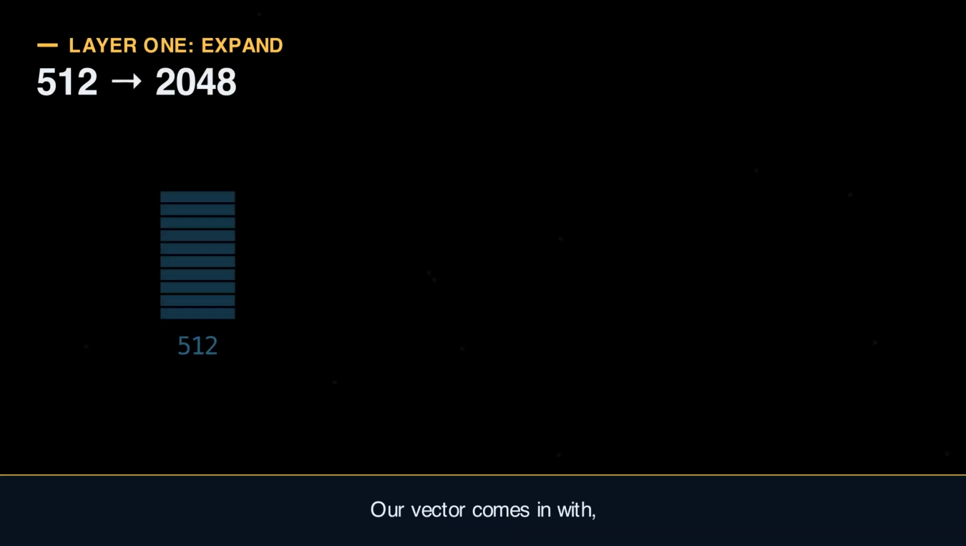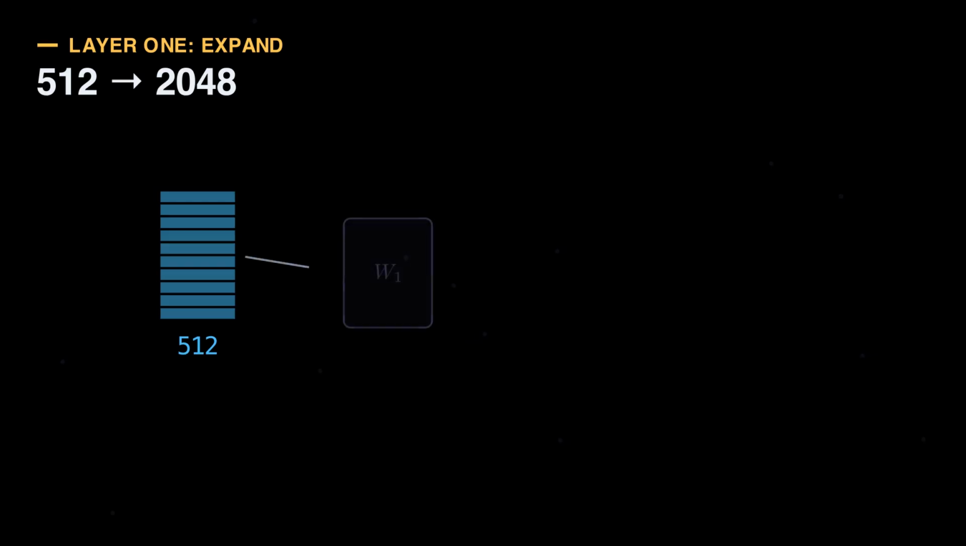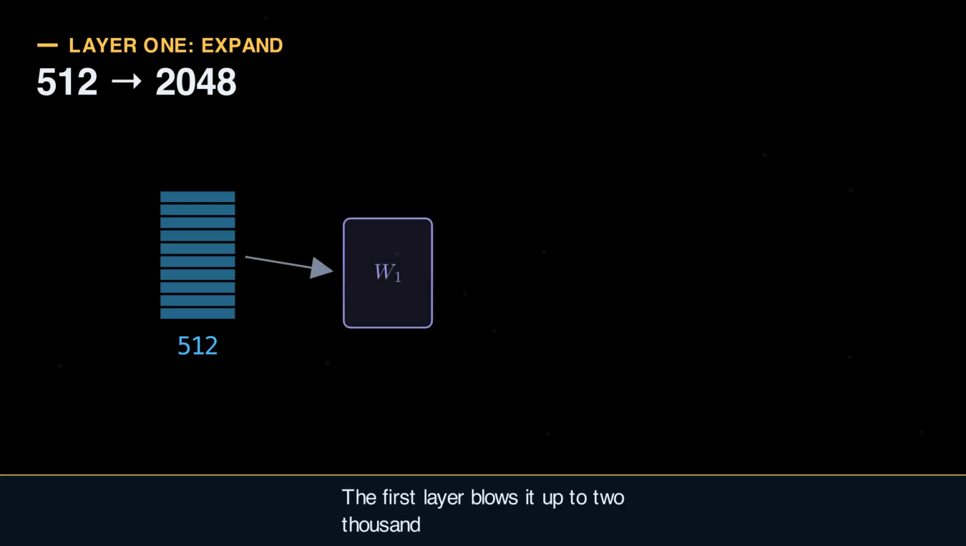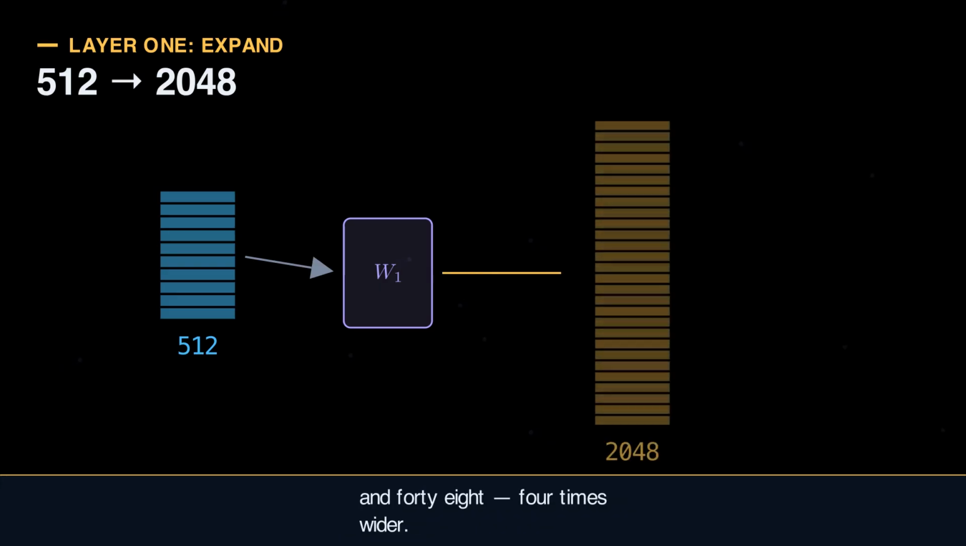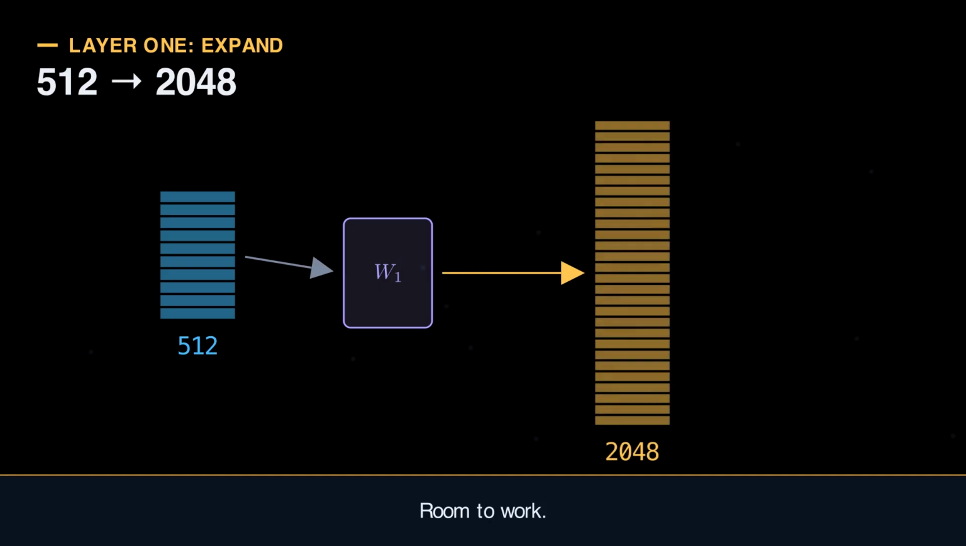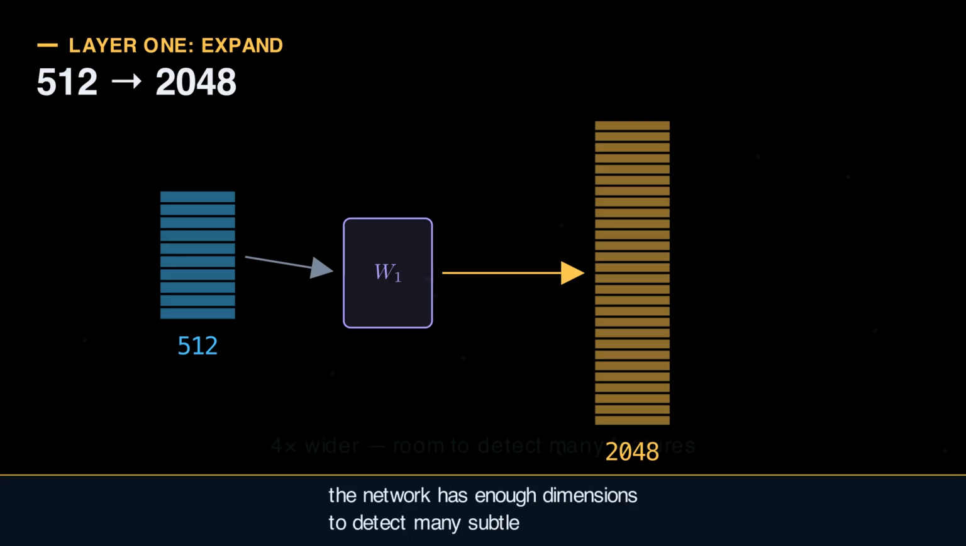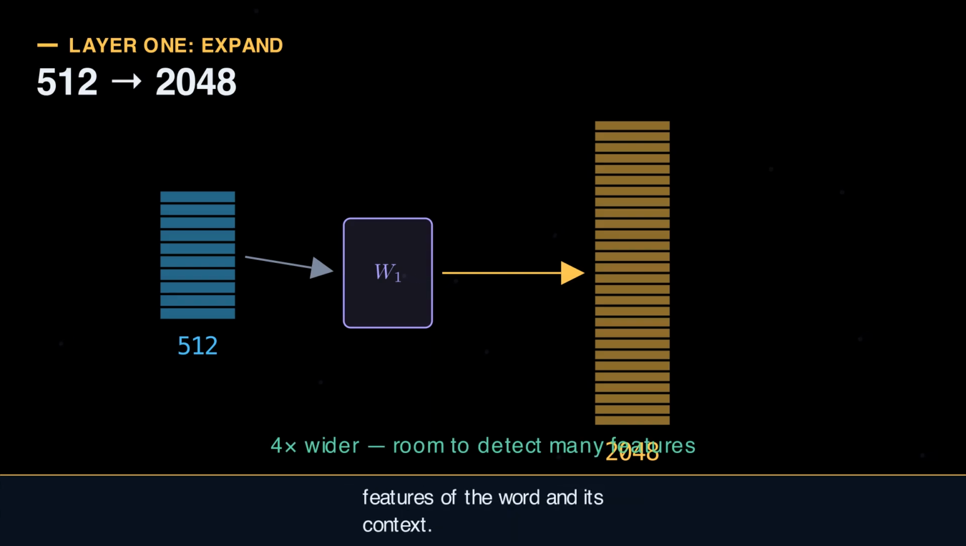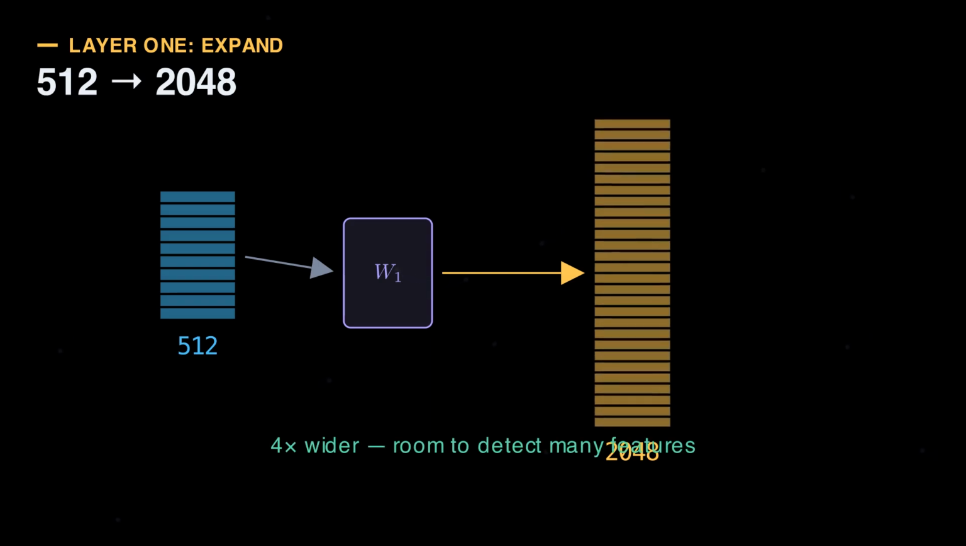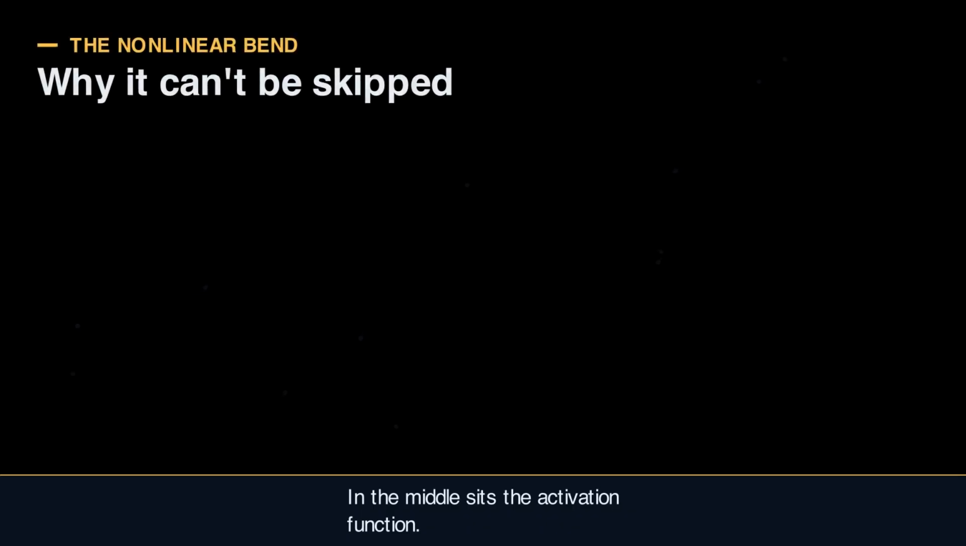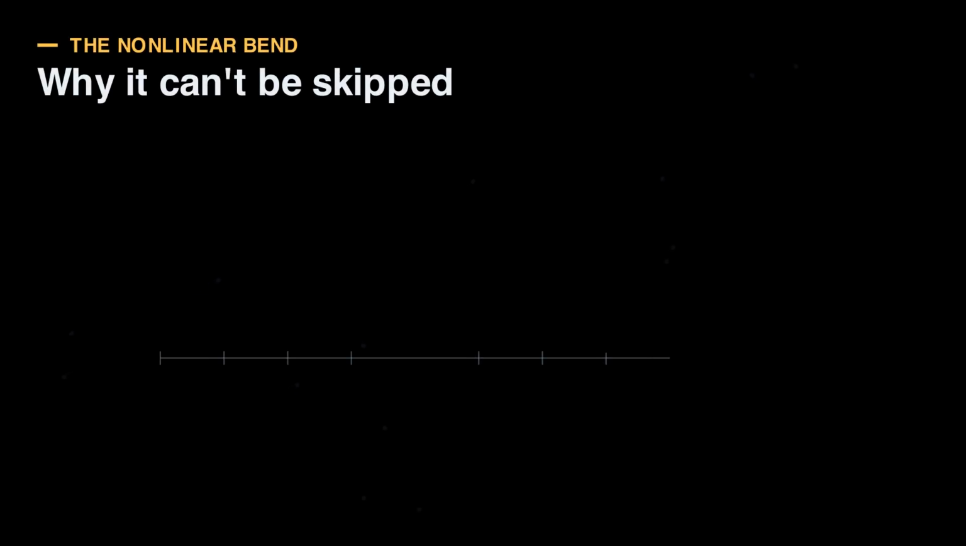Let's follow the sizes. Our vector comes in with, say, 512 numbers. The first layer blows it up to 2048, 4 times wider. Why room to work? In this larger space, the network has enough dimensions to detect many subtle features of the word and its context.